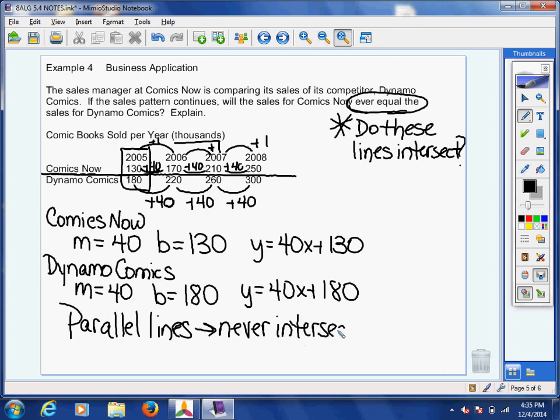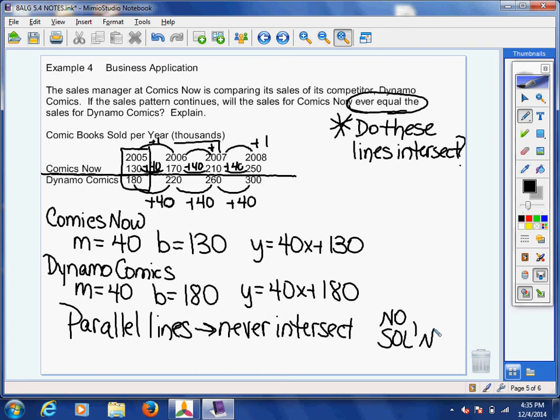And so what we have here is that there's no solution. There's not going to be ever a time in this pattern where their sales will ever equal each other. So the answer is no, the two companies will never be equal. There's no solution. No, the companies will never be equal.